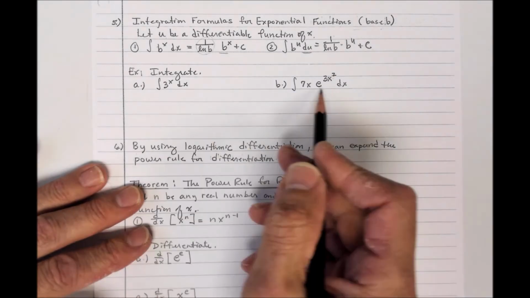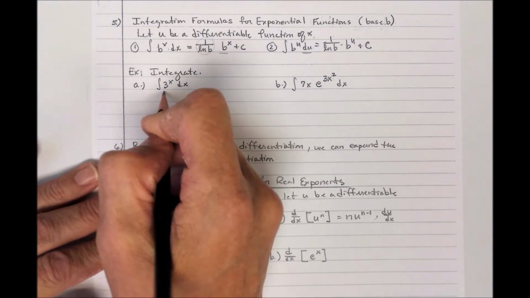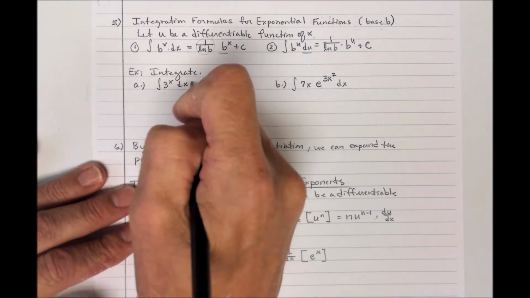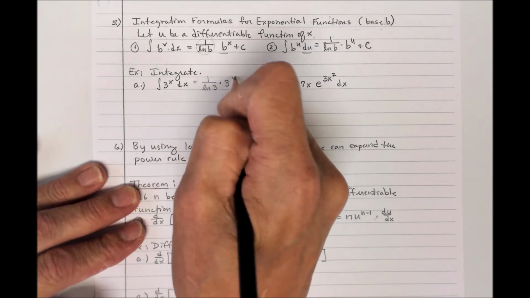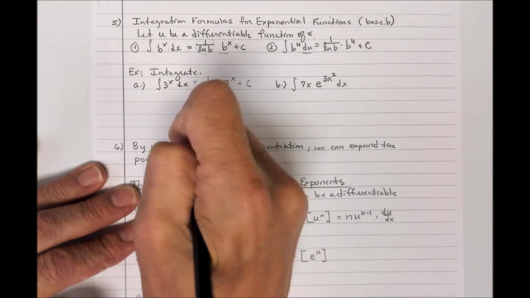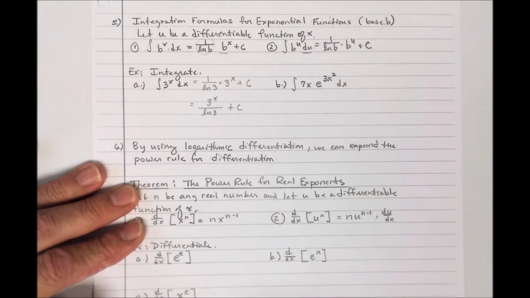So we'll try one of each. This one here and this one here. This is going to be, your b is 3 here, so this is going to be 1 over the natural log of 3 times 3 to the x plus a constant. Or 3 to the x over the natural log of 3 plus a constant. It looks a little nicer.